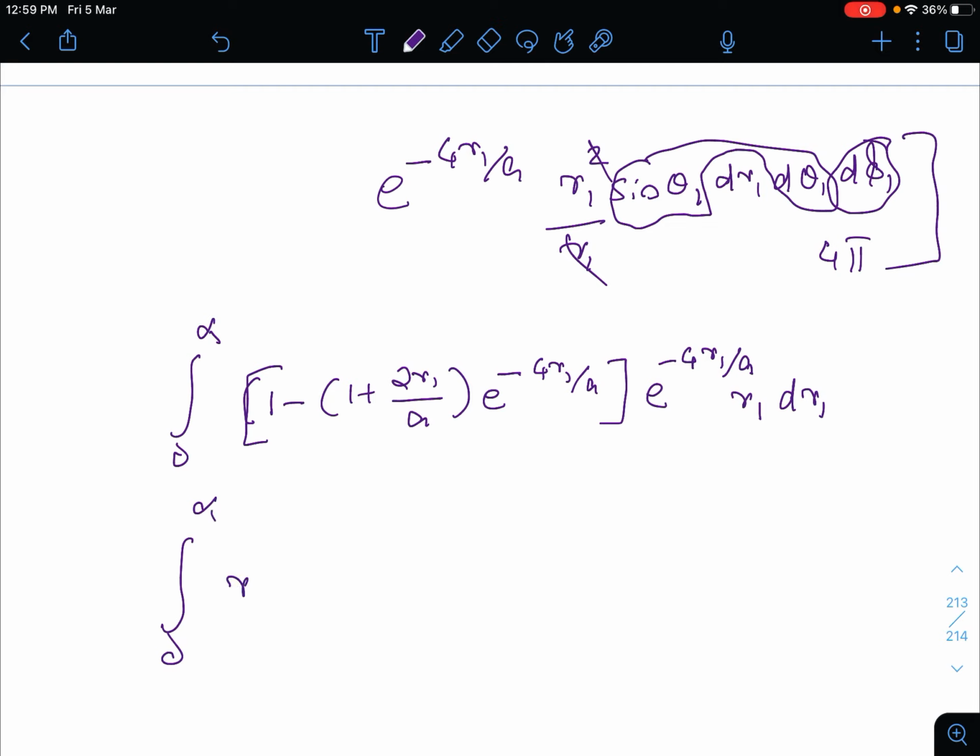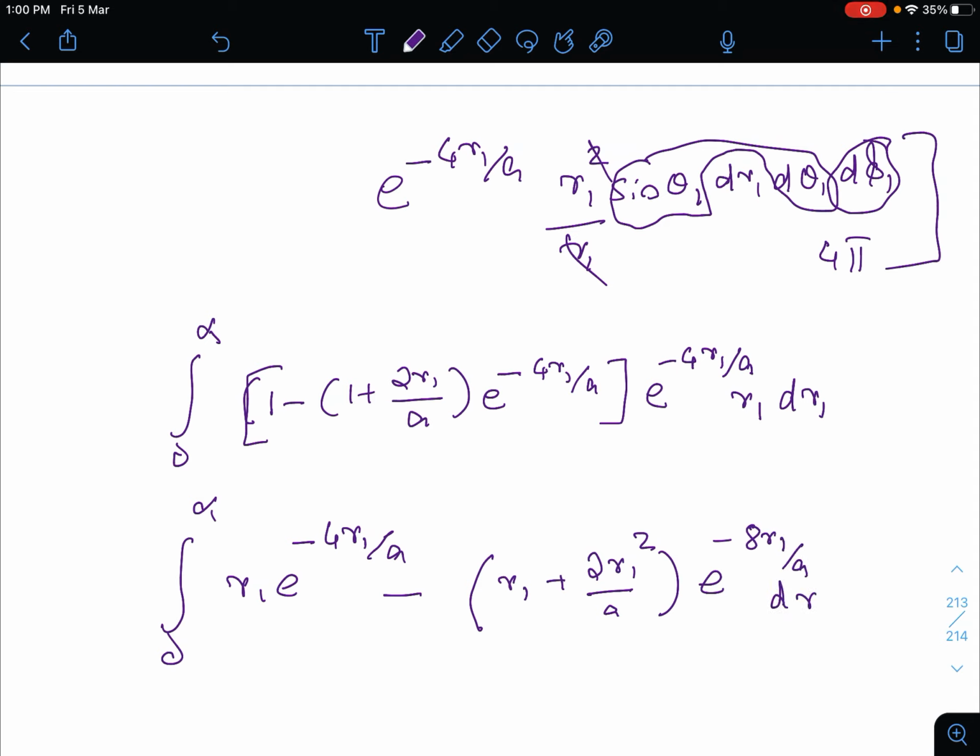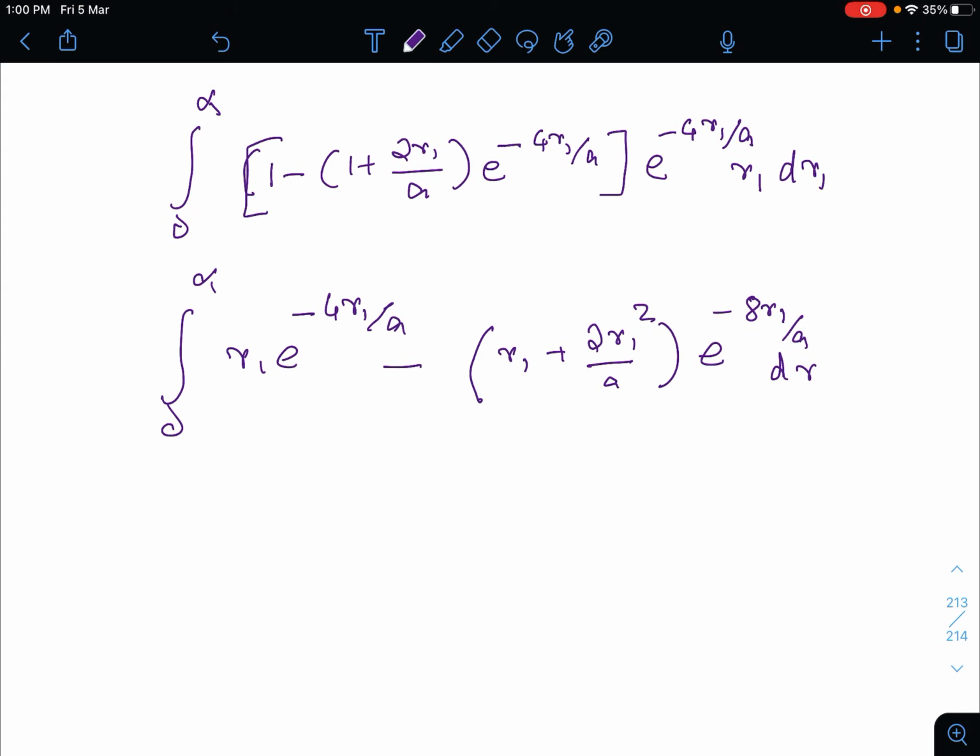So that becomes r1 e raised to minus 4 r1 by a minus r1 times this, so multiplying by r1 alone gives r1 plus 2r1 square by a e raised to minus 4r1, e raised to minus 4r1, so that is e raised to minus 8r1 by a dr. Okay, so this is the integral.